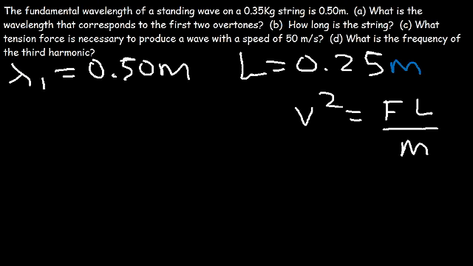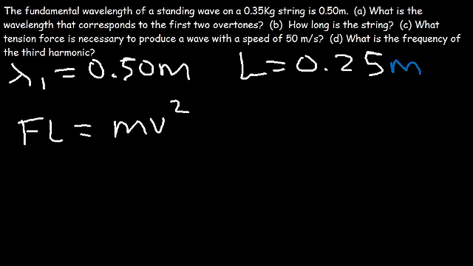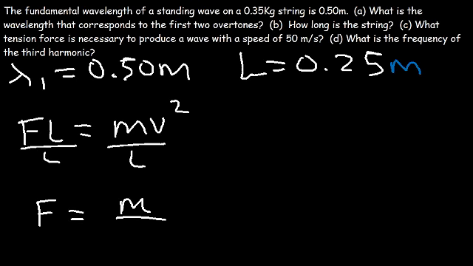Next, I'm going to multiply both sides by M. So F times L is equal to m v squared. Now to get F by itself, I'm going to divide by L. So the tension force is the linear density times v squared.